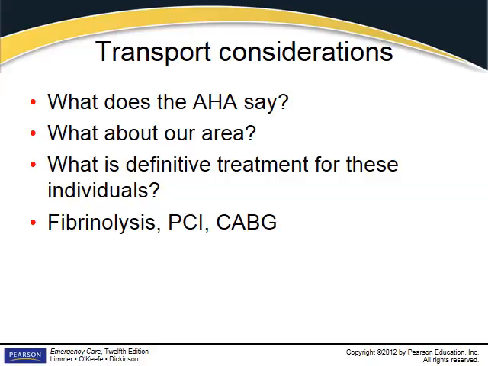So transport considerations: the AHA basically tells us if we can get the patient to a PCI capable facility within 12 hours of the onset of chest pain, do it. In our area, that's pretty feasible. There are a lot of cath labs around here. So definitive treatment for these individuals could be fibrinolysis, which is the clot-busting drugs, cath lab, or coronary artery bypass graft, which is the bypass surgery.